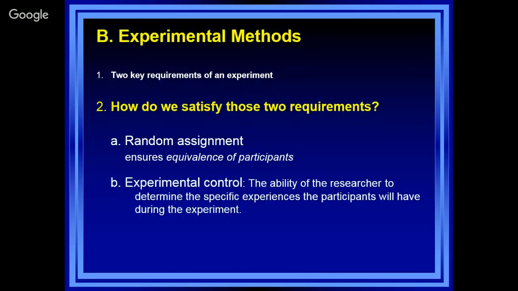How do we satisfy those two requirements? Okay, first of all, random assignment. Random assignment is defined simply as the assignment of participants by a random process to each group. It is what it says it is. It's the assignment of participants by a random process to each experimental group. Each participant who participates in this experiment has an equal chance of being in either group. That's random assignment. And by the way, that ensures, like the PowerPoint says, equivalence of participants. It's important to remember.